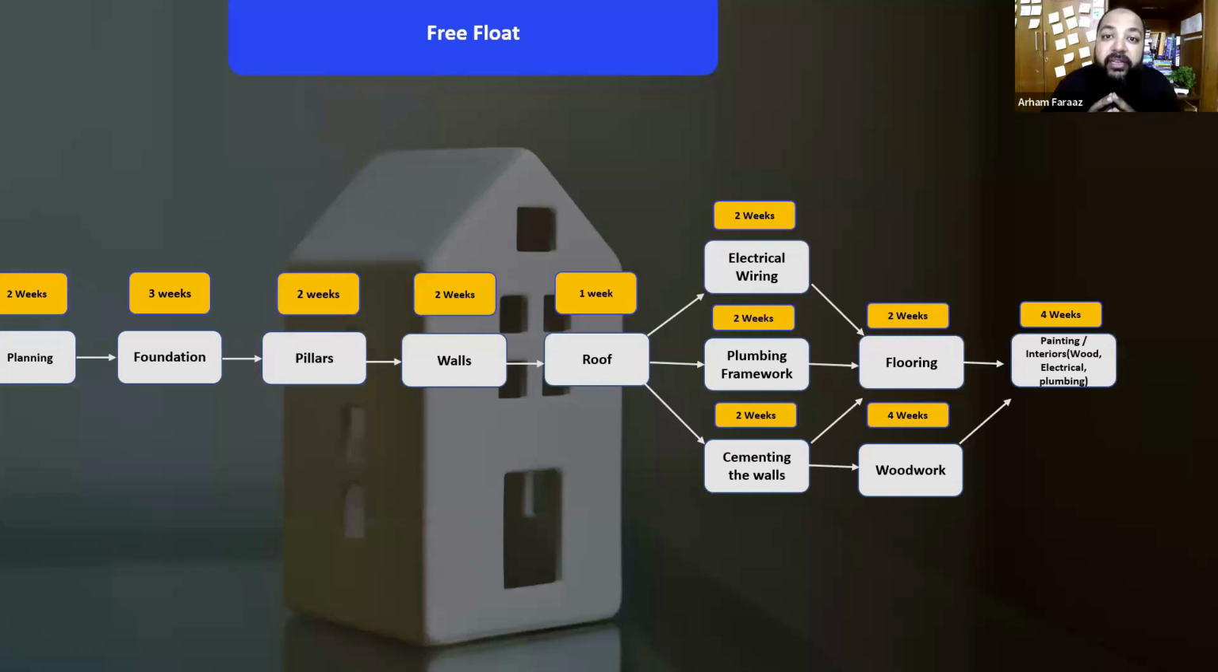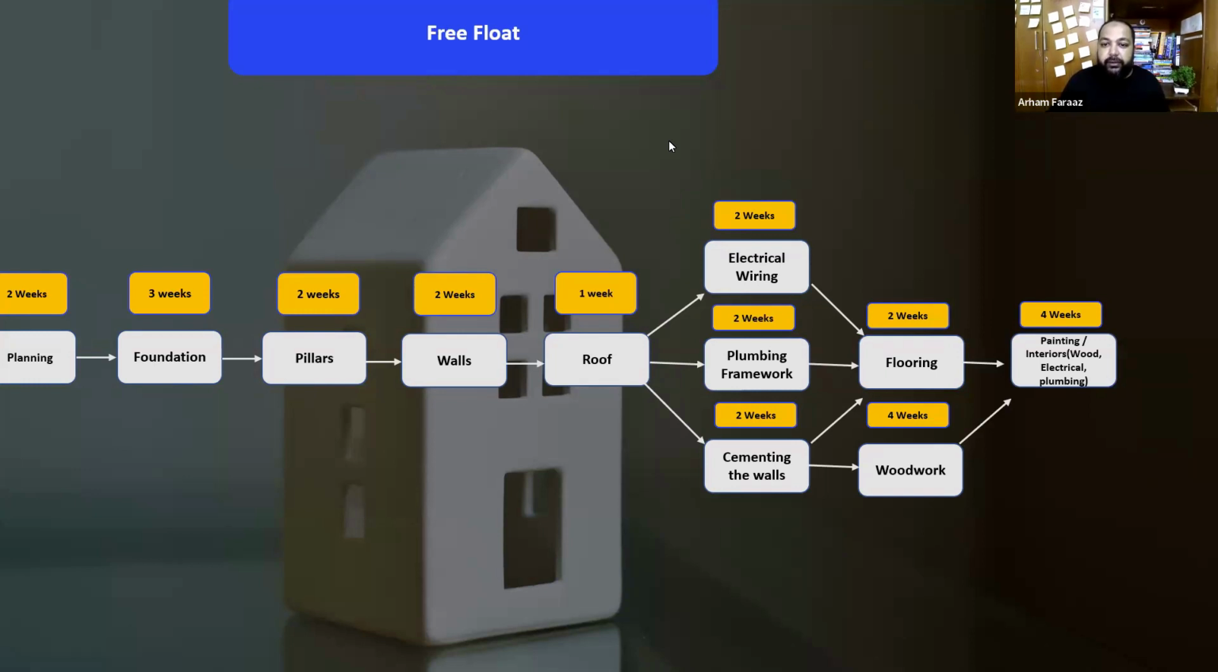Now let us look into the next concept called free float. We saw what total float is, the sum of the floats on the project before the committed date to the customer. Now, let's look into what free float is. Free float is the float between a couple of activities or multiple activities.